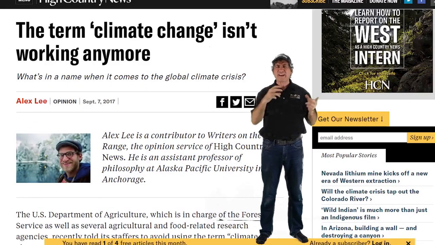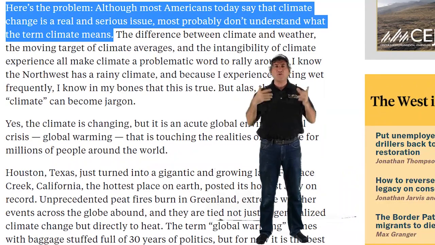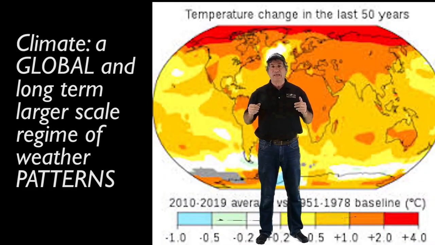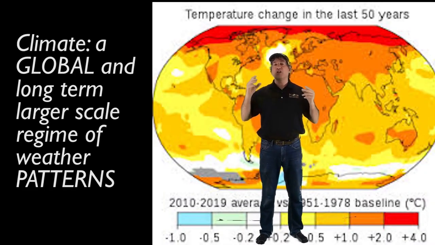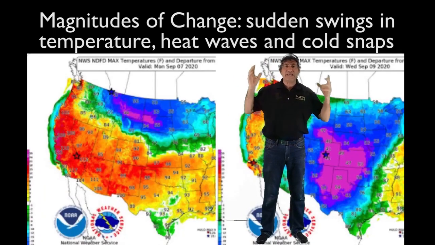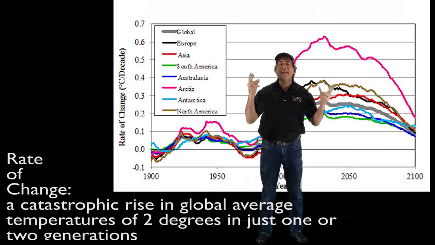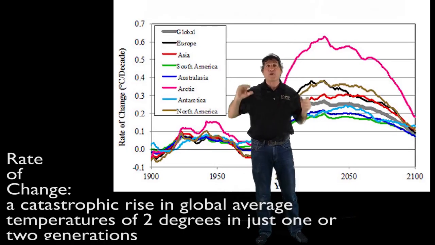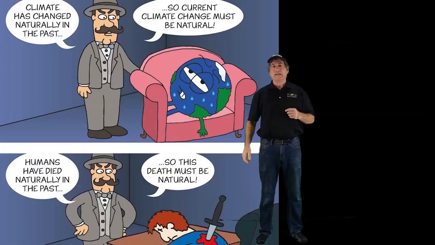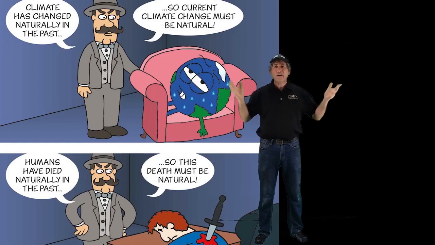it suggests no vector and in turn gets people confused about the differences between weather, a local regional short-term phenomenon, and true climate, a global and long-term larger-scale regime of weather patterns, and between magnitudes of change, sudden swings in temperature, heat waves and cold snaps, and rates of change, a catastrophic rise in global average temperatures of 2 degrees in just one or two generations, leading many to declare, well, climates always change, what of it?